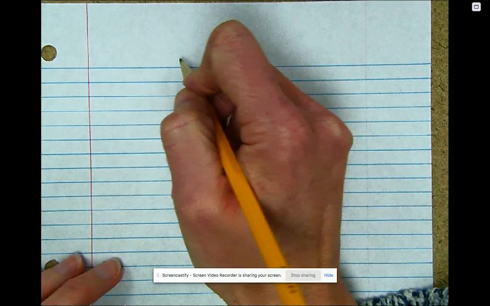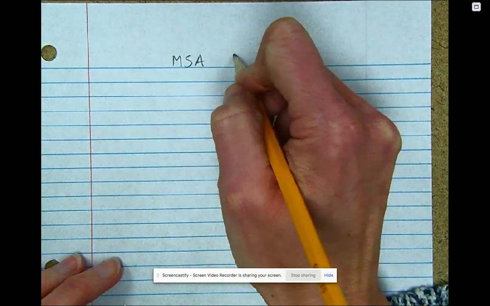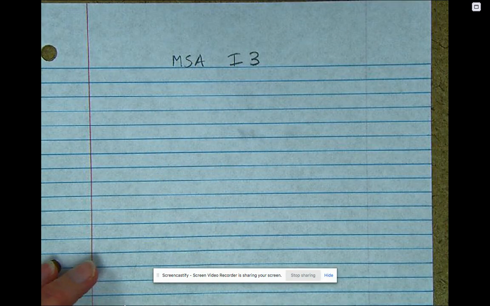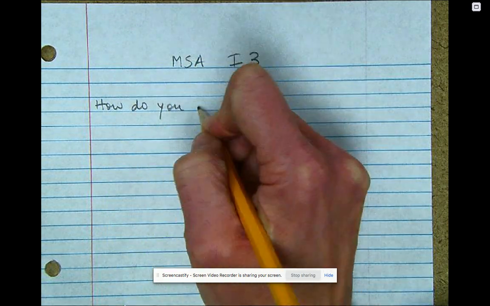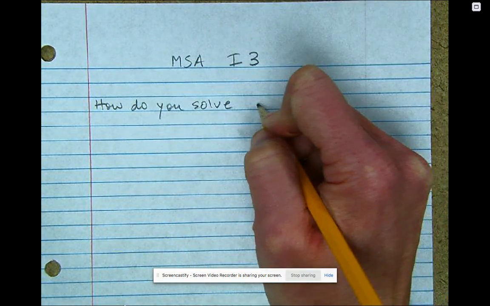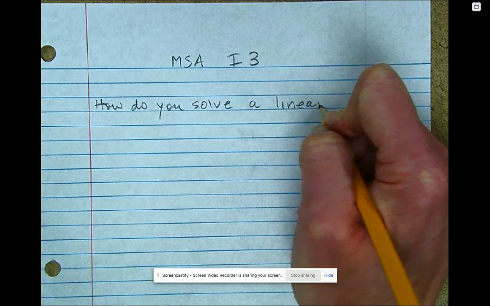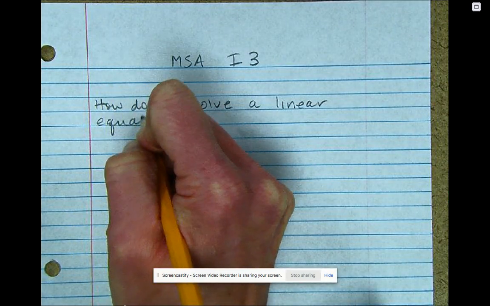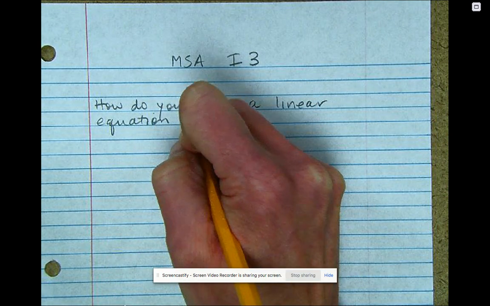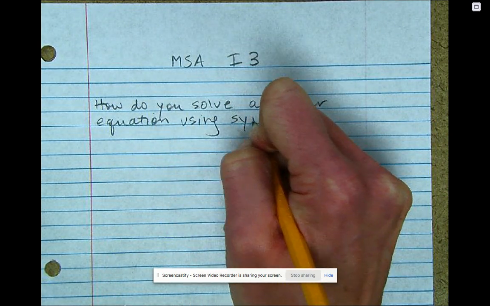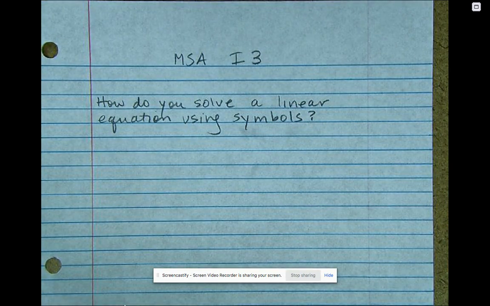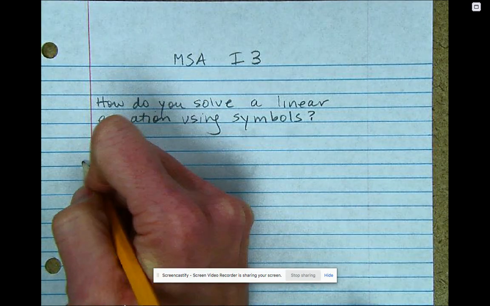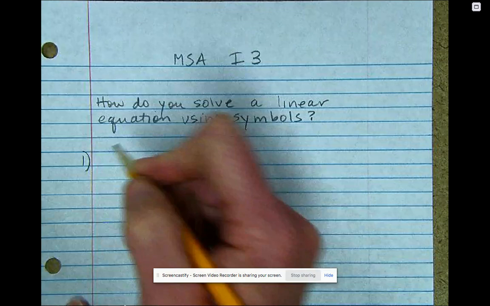Let's title this Moving Straight Ahead, Investigation 3. All right, so my first big idea is, how do you solve a linear equation using symbols? So instead of using a graph or a table, could we have done some of those problems algebraically just by manipulating the symbols? Okay, so here's the first one.